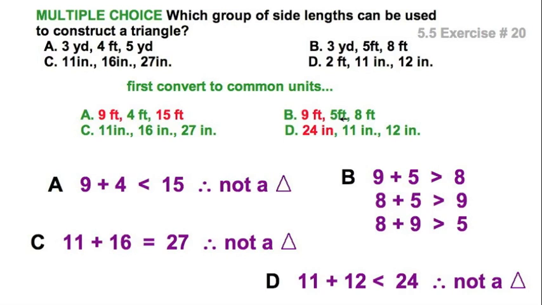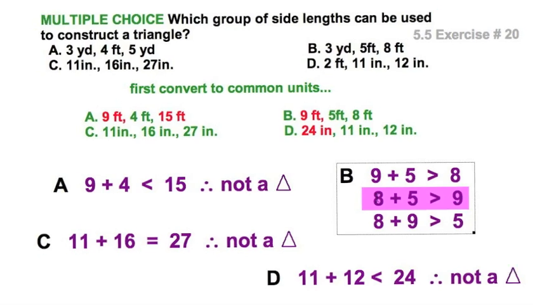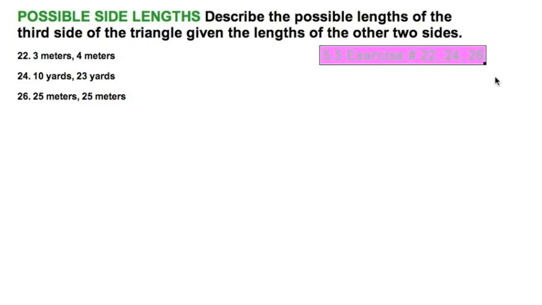If you just added up the 2 smallest and made sure they were greater than the next largest, and what would that be? That would be this one. So the other ones obviously are going to satisfy the inequality. In these 3 examples, 22, 24, 26, we'll find the possible range of values.